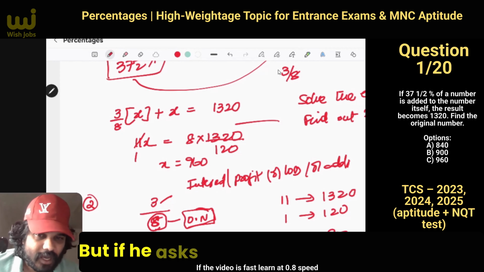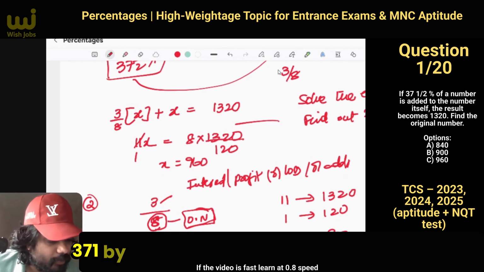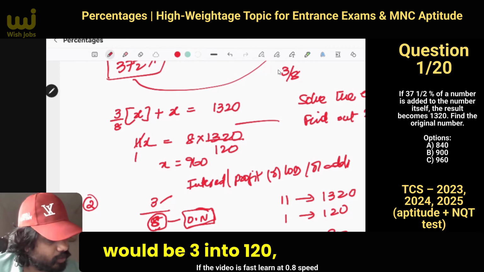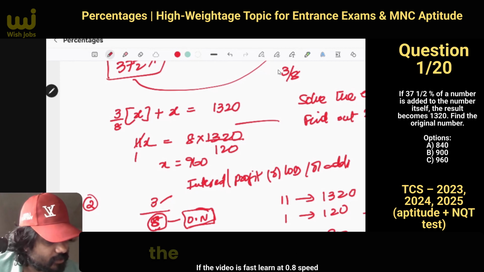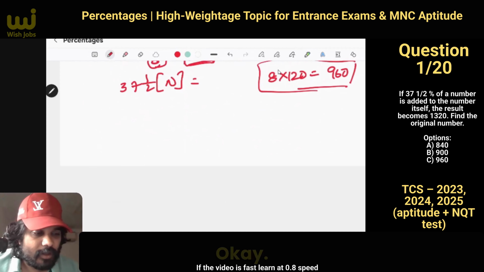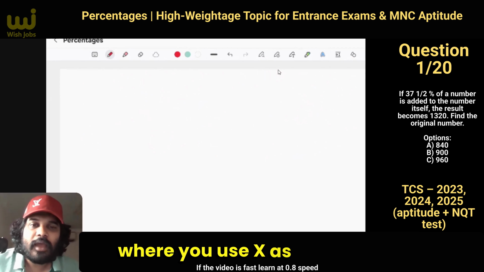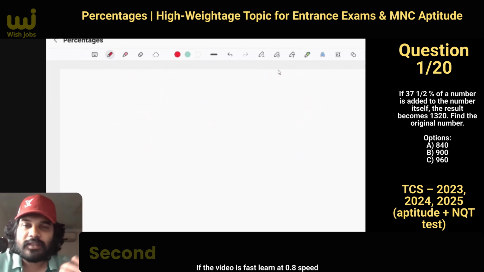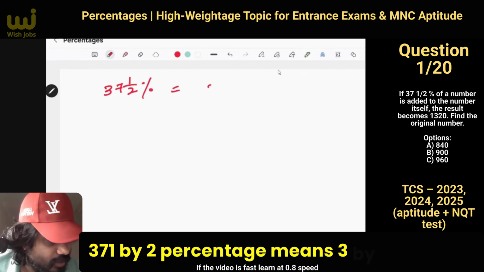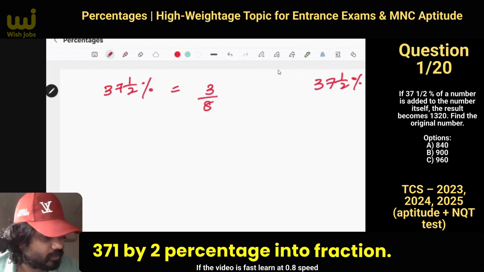But if he asks you how much is 37 1 by 2 percentage of a number, that would be 3 into 120, that is 360. So here he has just asked the original number, so we got 960. So there are two methods to do it. First is the traditional method where you use x as the original number and you try to solve it. Second thing, directly, if you know 37 1 by 2 percentage means 3 by 8, because first you need to calculate 37 1 by 2 percentage into fraction.